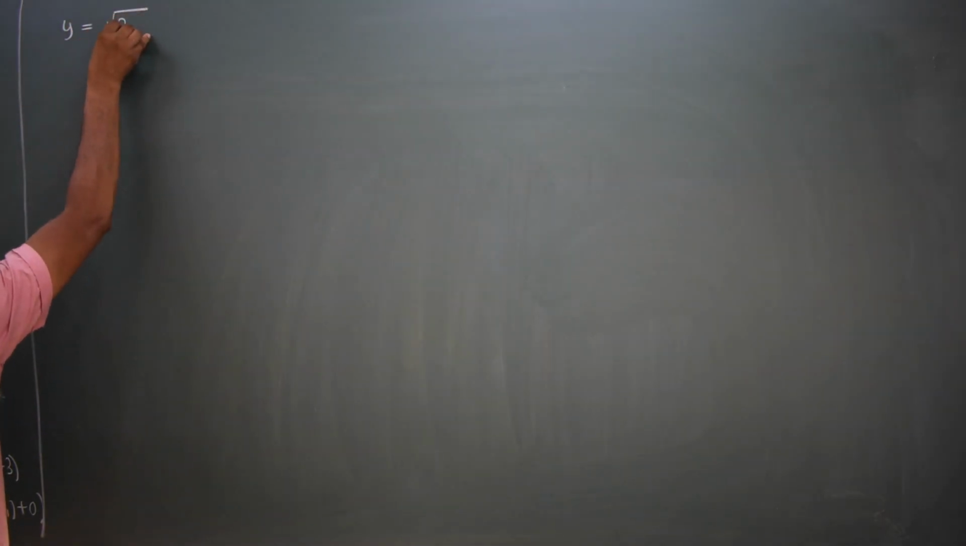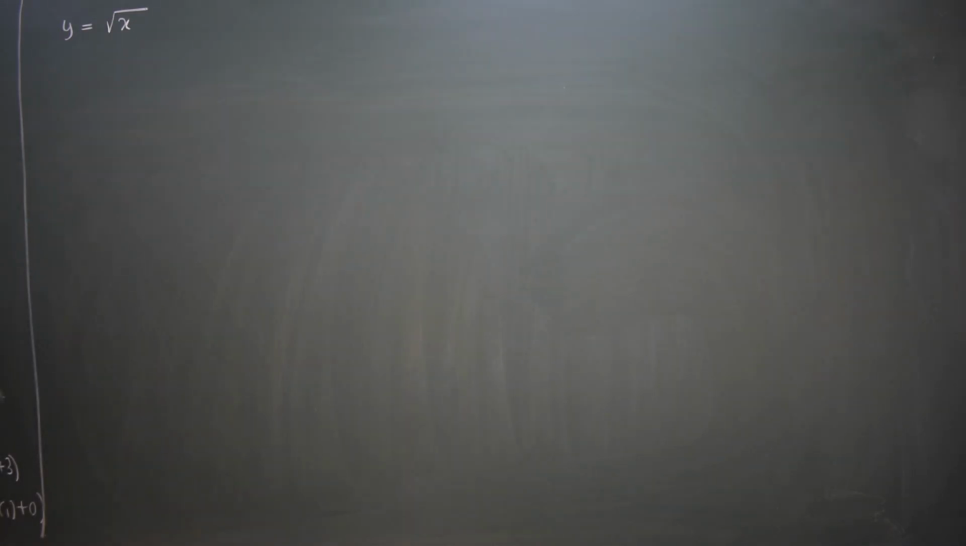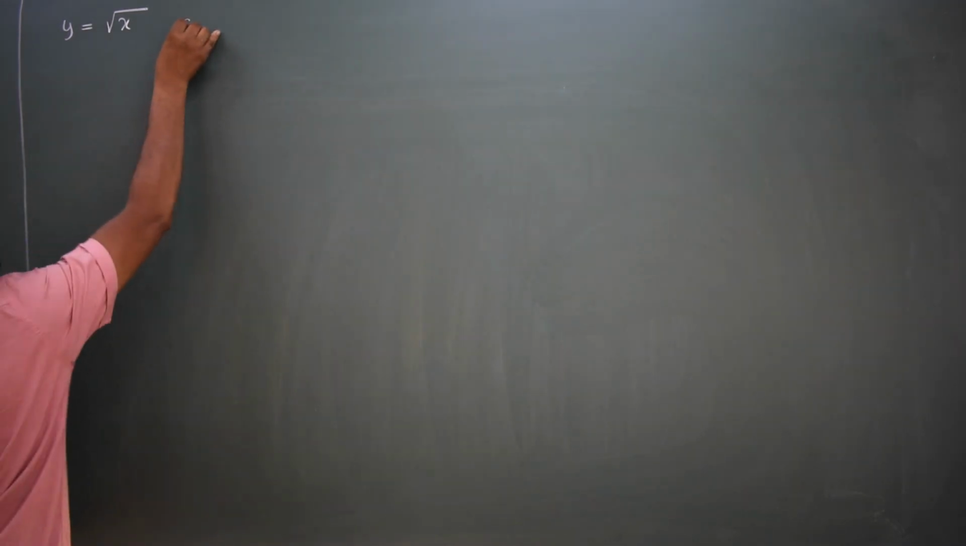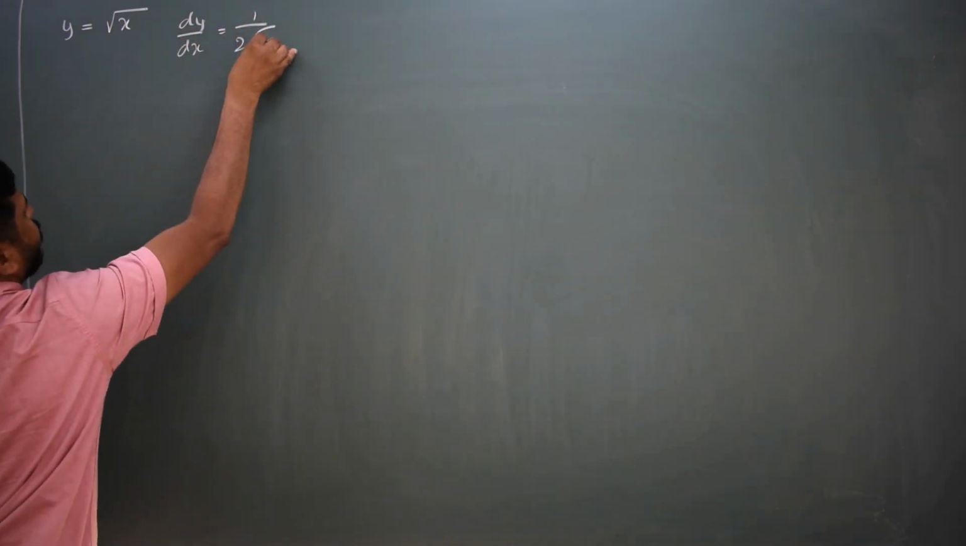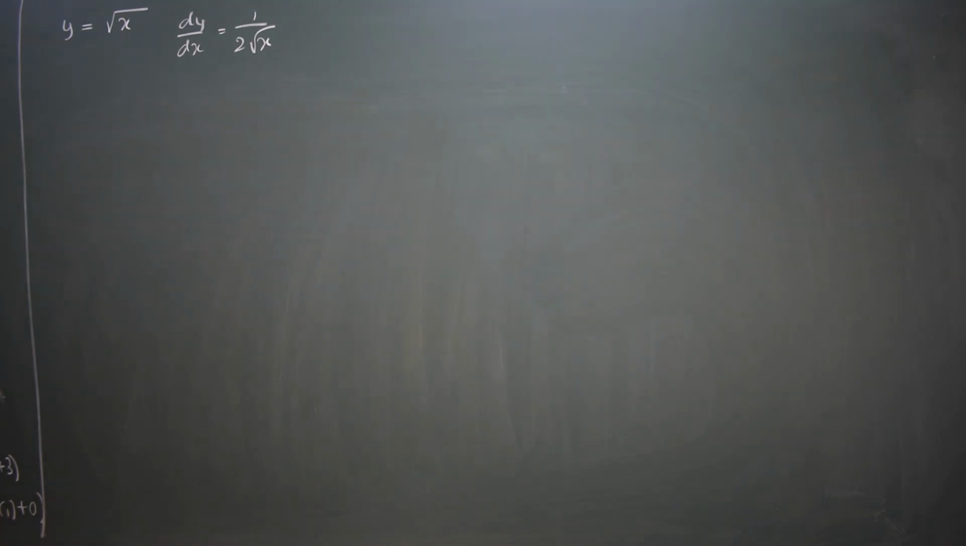Similarly, one more formula I will take. That is, y is equal to root x. What is dy by dx? Differentiation of root x is 1 by 2 root x. In the place of x, what did I tell you to take? Something. Read it as root of something.